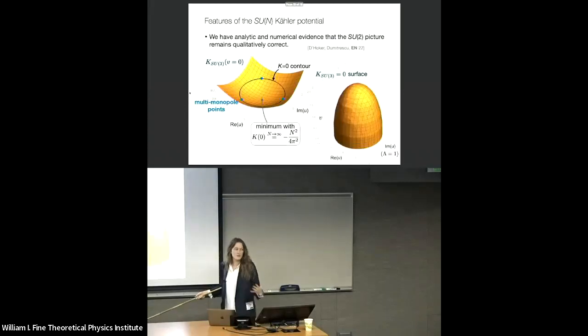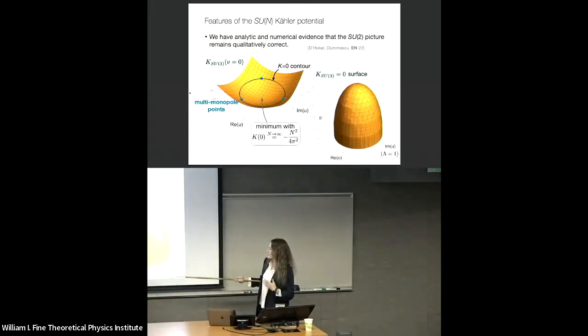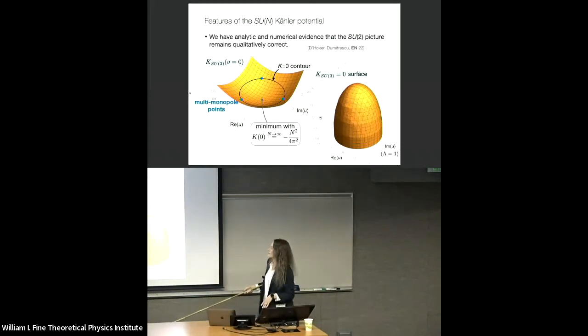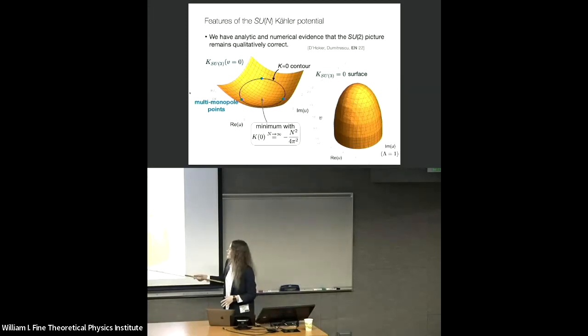So with this result, and also with various other analytic and numerical evidence, we undertook this study of the SU(N) Kähler potential. The punchline is that the points of the SU(2) picture that I described remain qualitatively correct. Here, I've explicitly made some numerical plots of the SU(3) Kähler potential in different slices. But of course, we were looking at more general N. Here you can get an idea.